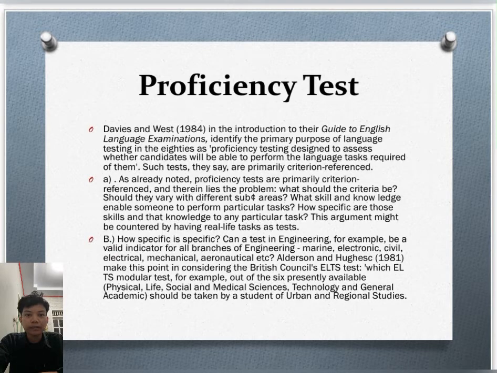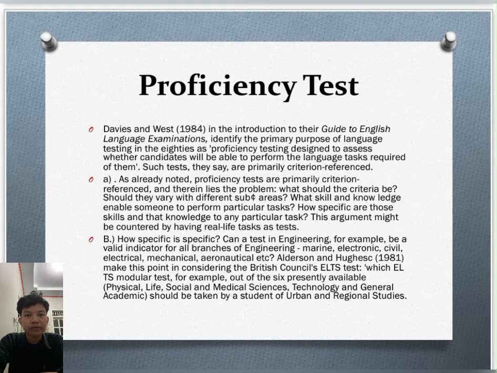Proficiency test. Davis and West, 1984, in the introduction to their Guide to English Language Examinations, identify the primary purpose of language tests. They say proficiency tests are primarily criterion referenced. A. As already noted, proficiency tests are primarily criterion referenced, and this raises problems of what criteria to use. B. The criteria vary with different sub-areas.